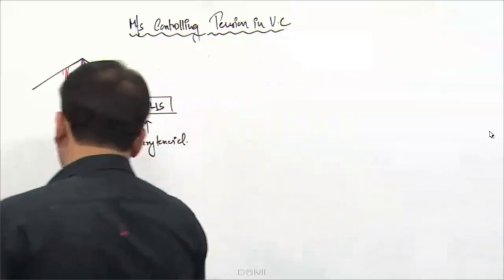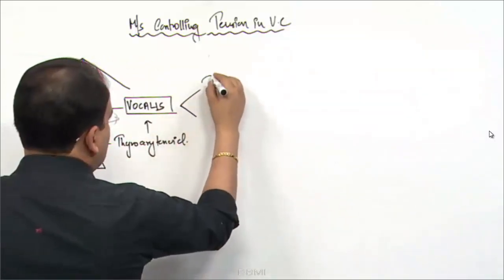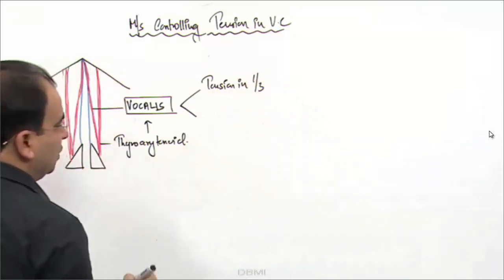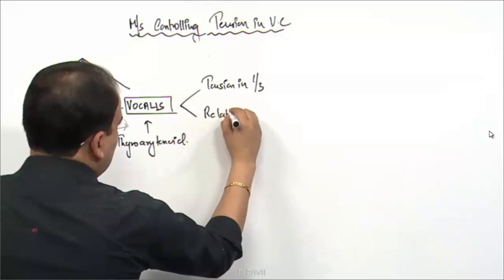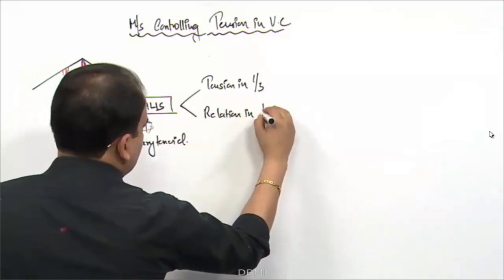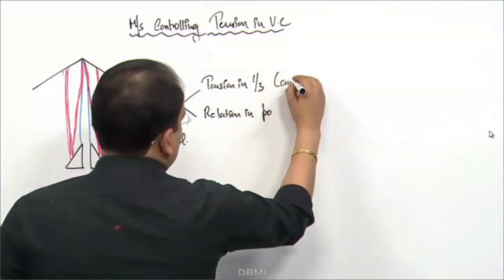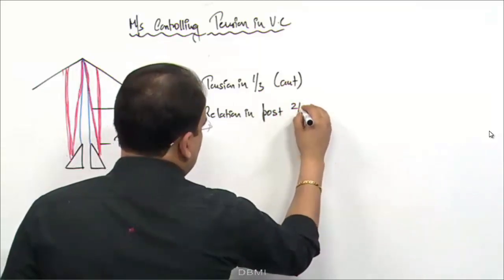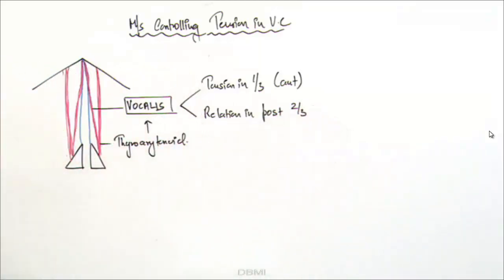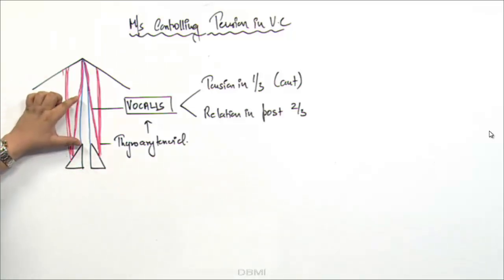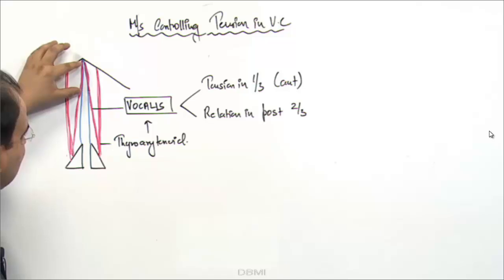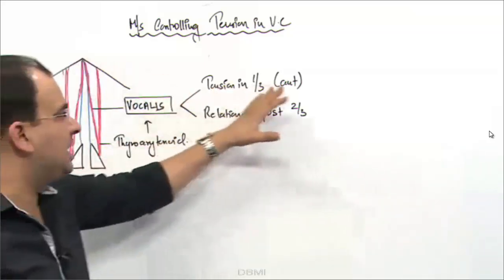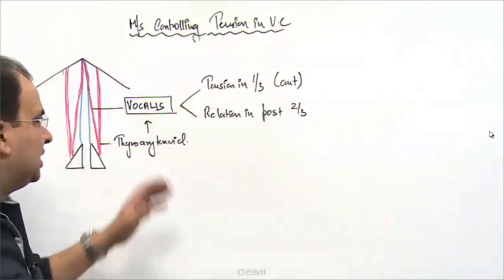So basically vocalis muscle is responsible for tension in anterior 1/3 and relaxation in posterior 2/3 of the vocal cords. When it contracts, it will relax the vocal cord here, but the portion where it is attached will get tensed because the muscle is pulling it. So tension in anterior 1/3 and relaxation of posterior 2/3 is done by vocalis.